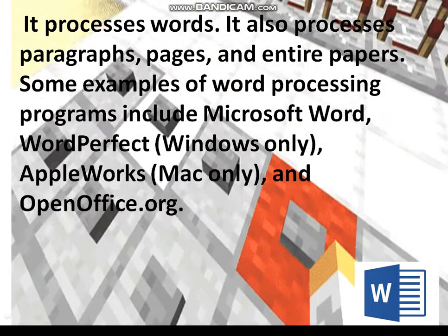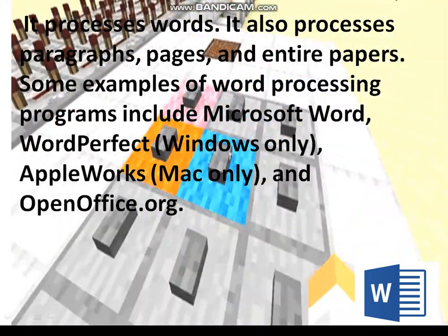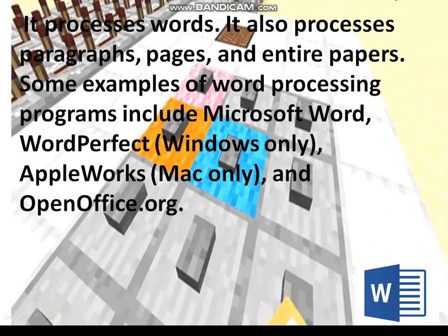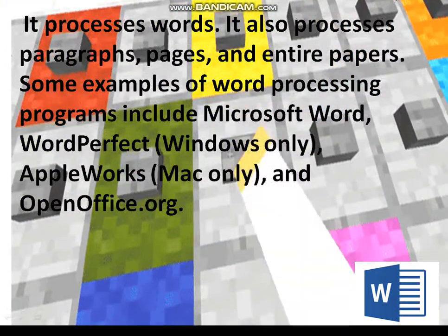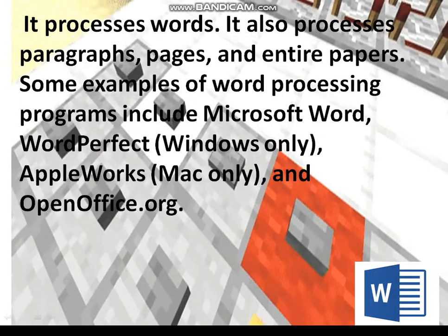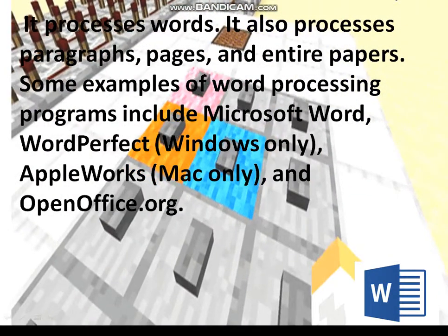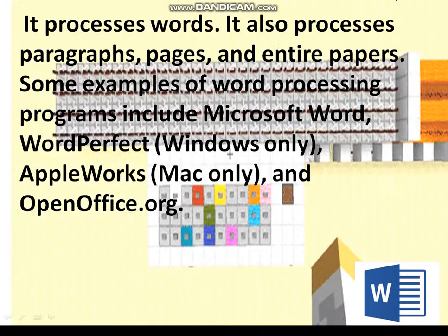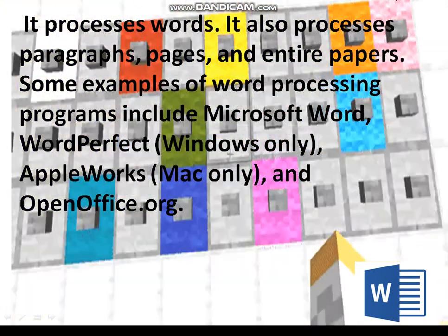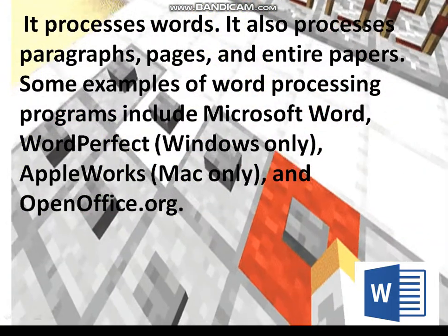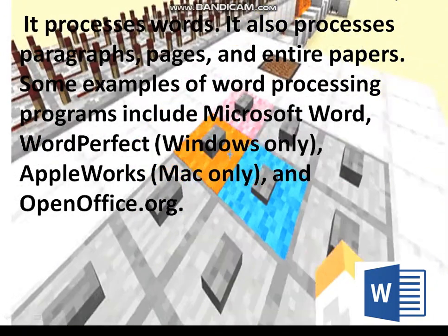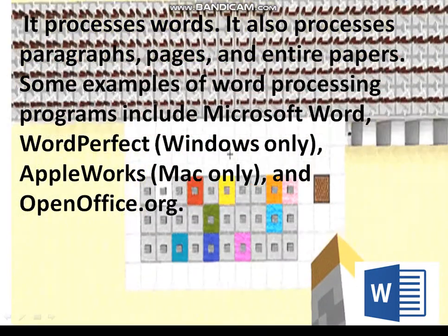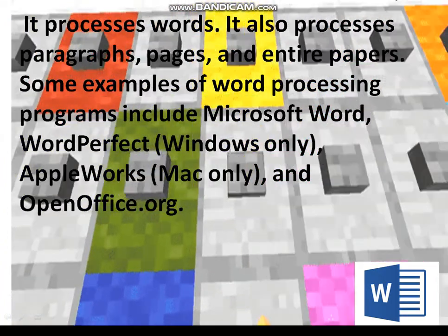A word processing package is a kind of software that provides page layout and enables you to type text and create documents, and also helps in editing, formatting, modifying, printing and storing the contents of the document. Some examples of word processing programs are Microsoft Word, WordPerfect, AppleWorks and OpenOffice.org.